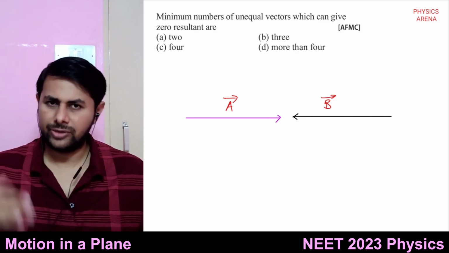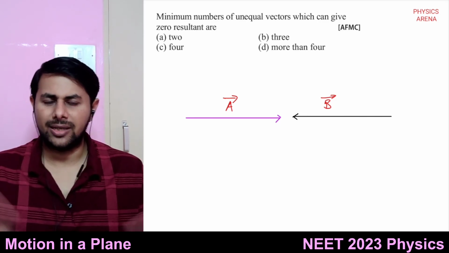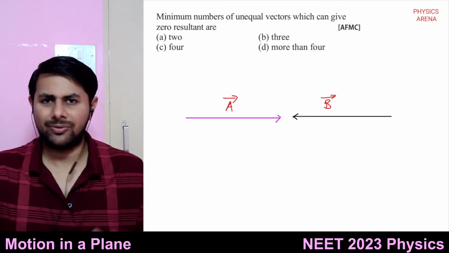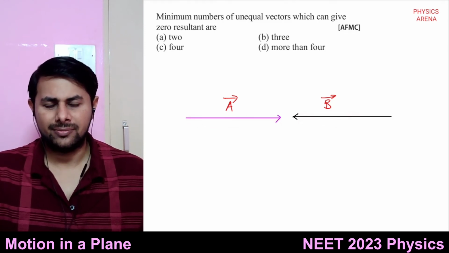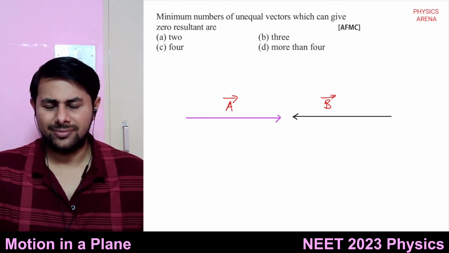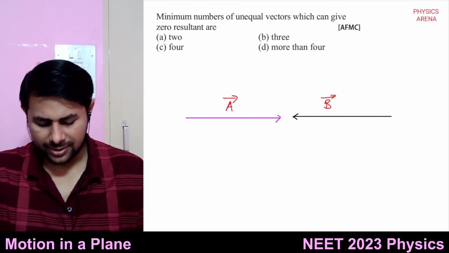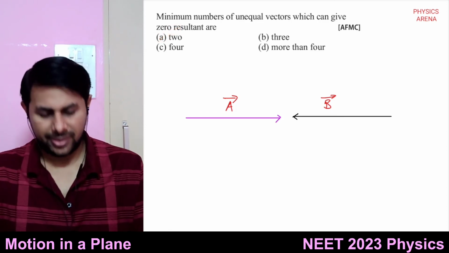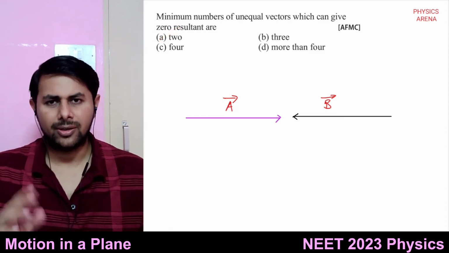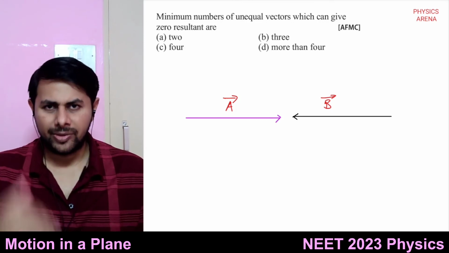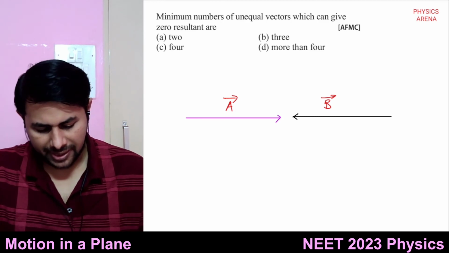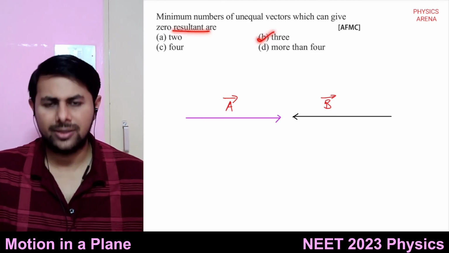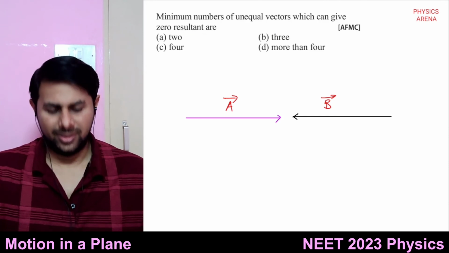They have the same magnitude. Their length is the same, but they are directed opposite to each other. So they are not equal vectors. So if you add A and B, what do you get? You will get zero, right? Yes, sir. Okay. So the answer is two, if they ask it like this. But if they say the minimum number of unequal vectors, the minimum number of vectors having different magnitude, which can give zero resultant, then the answer would be three. You will need three such vectors.